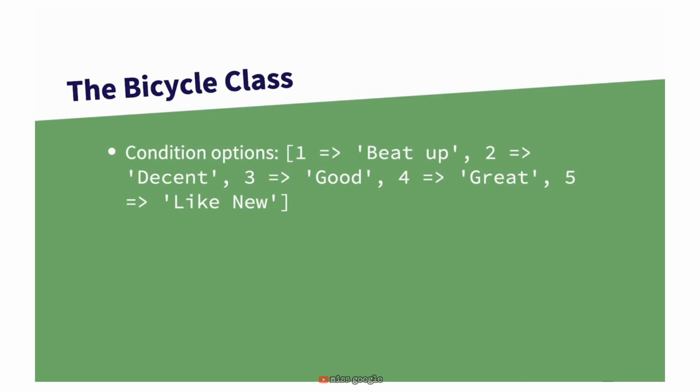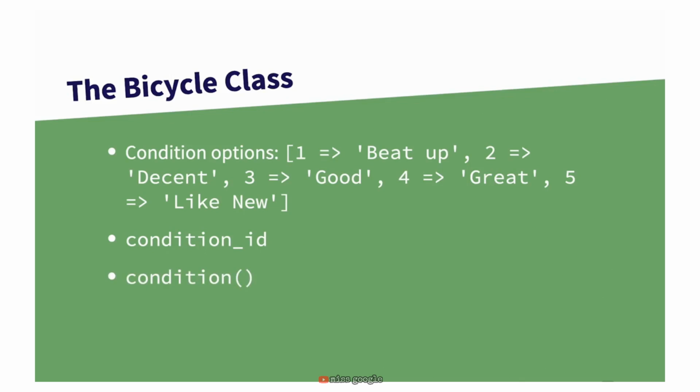Those labels might change from time to time. So what we want to do is just store the number. Store a rating from 1 to 5 as condition_ID. And then we'll have another method called condition that will take that ID and figure out what the current string is so it can return the condition as a string.